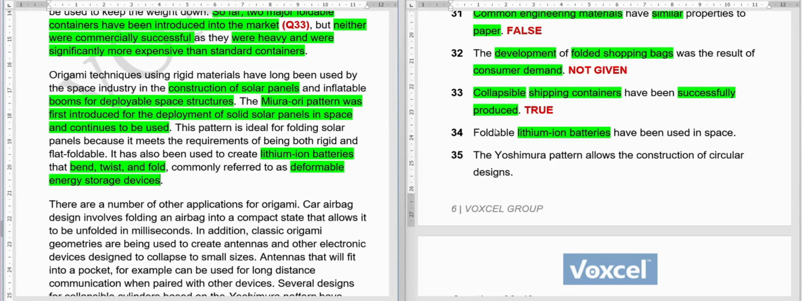Now let's read the question. Foldable lithium ion batteries have been used in space. So if these batteries were used or are used in space, the answer will be true. If these are not used in space, the answer will be false. And if we don't know whether they were used in space or not, the answer will be not given.